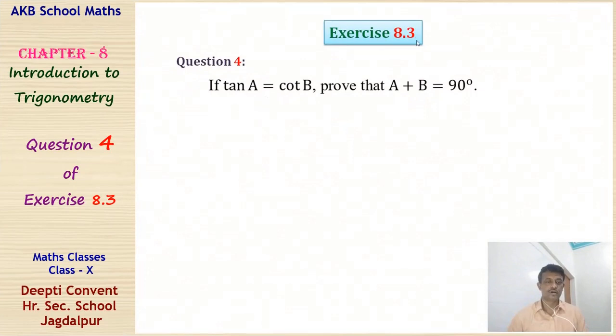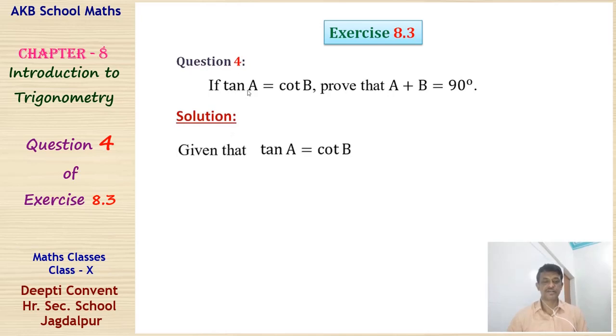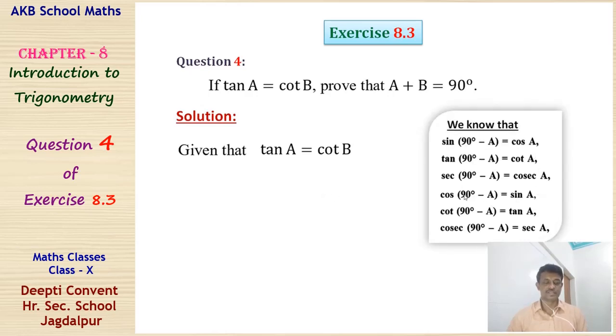Question 4 of exercise 8.3. If tan a equals cot b, prove that a plus b equals 90 degrees. So here we will use the ratios of complementary angles. Given that tan a equals cot b. We know the table like this, because here we have to find the value of a plus b. That's why from this relation we are trying to convert both ratios to the same ratio.